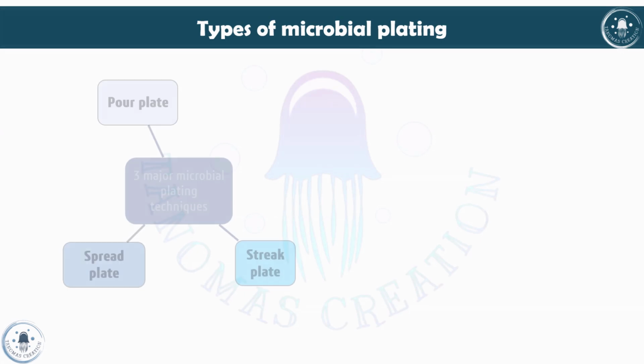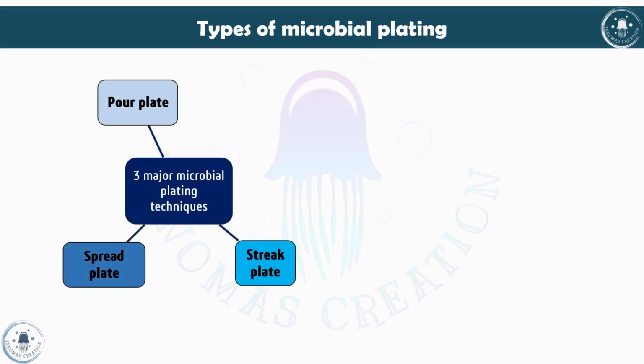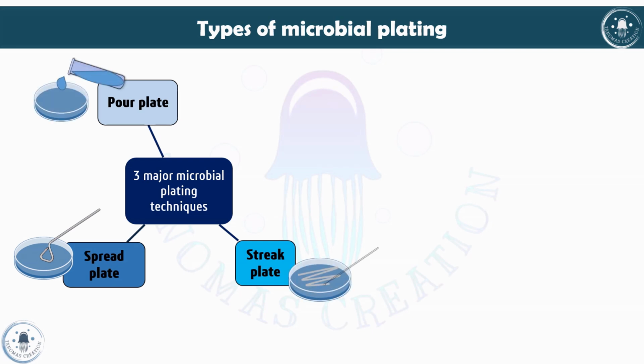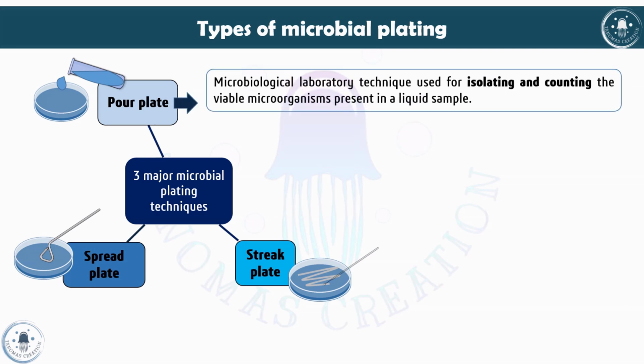As we know, there are three major microbial plating techniques that are commonly known. The first one is the spread plate, the second is the streak plate, and the third one is the pour plate. Pour plate is one of the microbiological laboratory techniques used for isolating and counting the viable microorganisms present in a liquid sample.